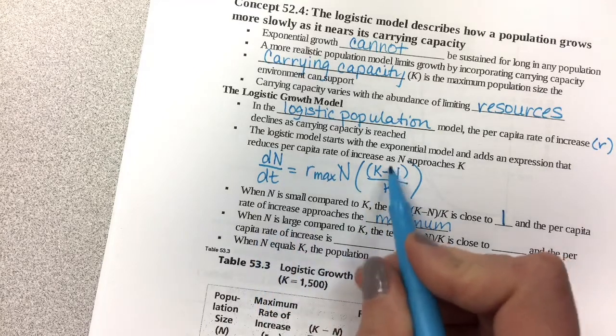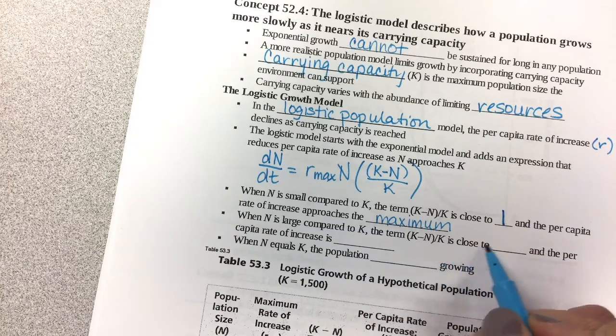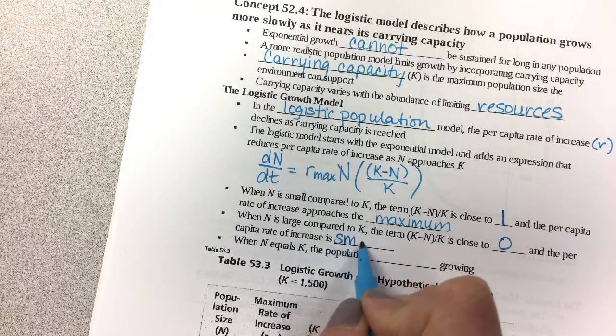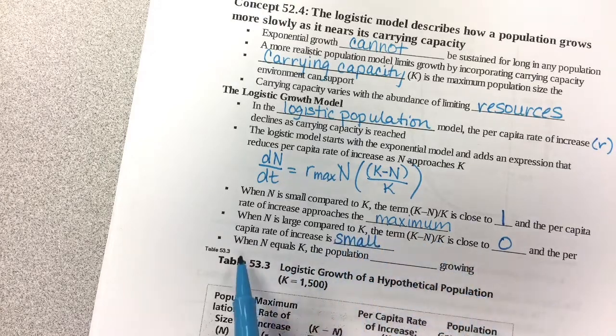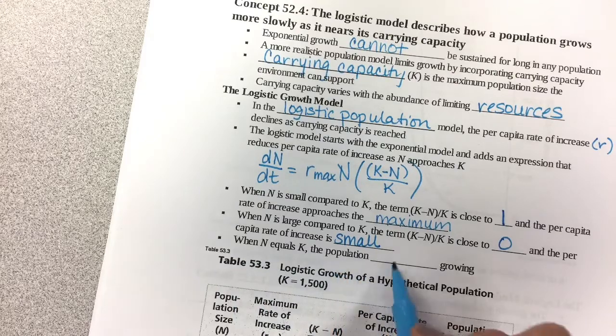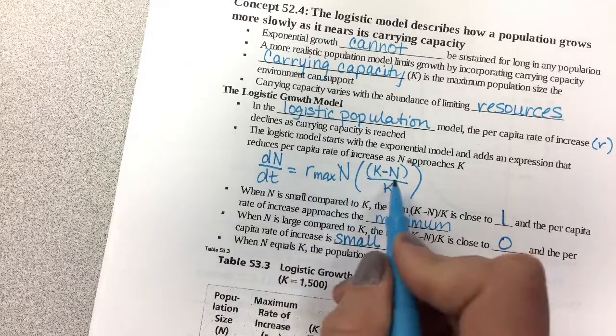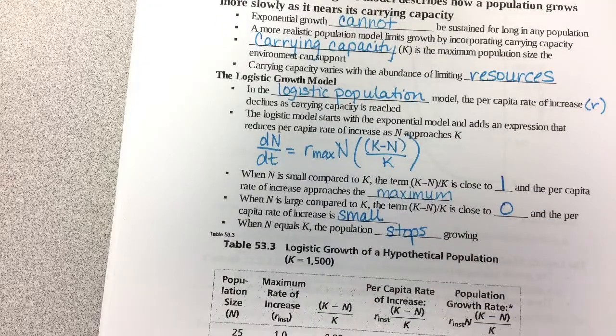When n is large and really close to the carrying capacity, then (k − n)/k is close to 0, and the per capita rate of increase is small. When n equals k, the population stops growing, because this number is 0, and therefore you have no rate of increase. You're at the carrying capacity.